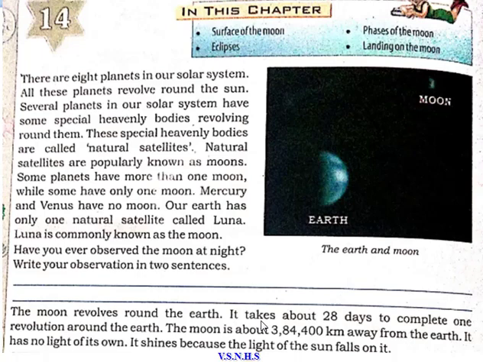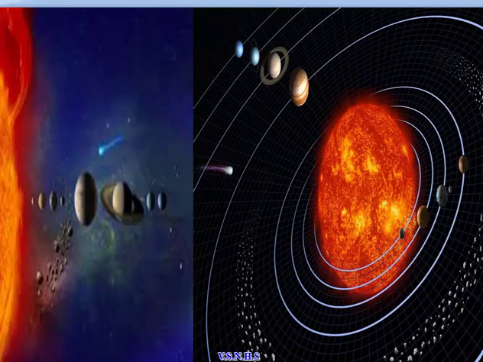Okay, so let's start. There are 8 planets in our solar system. We all know that there are 8 planets in our solar system, and most of you also know the names of the planets. In this picture you can see this is our Sun, and there are all the planets, and each planet revolves in a specific path around the Sun.